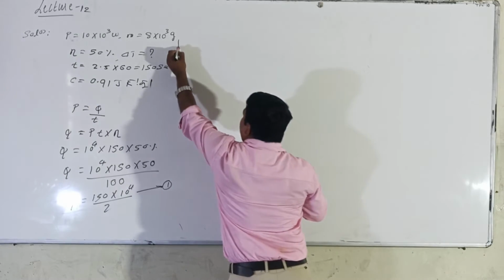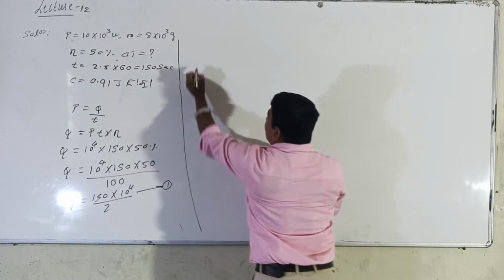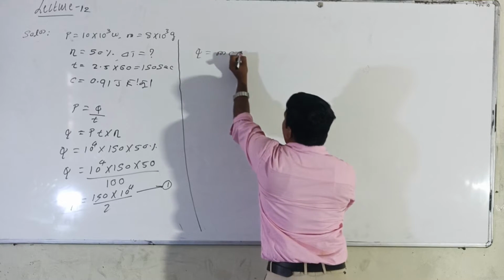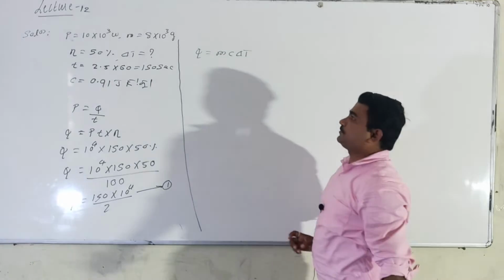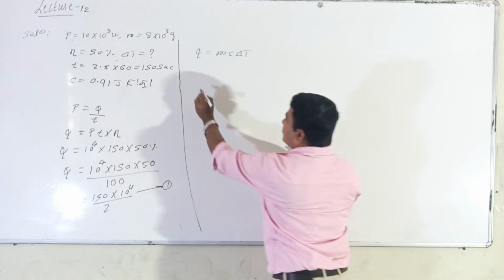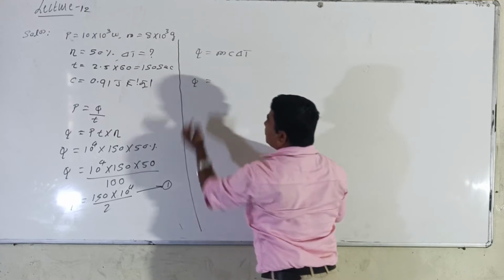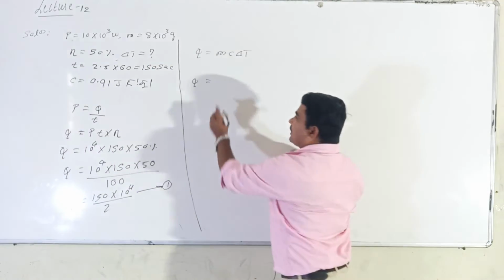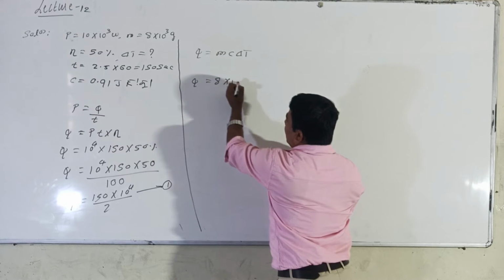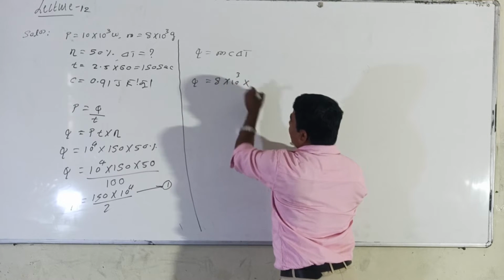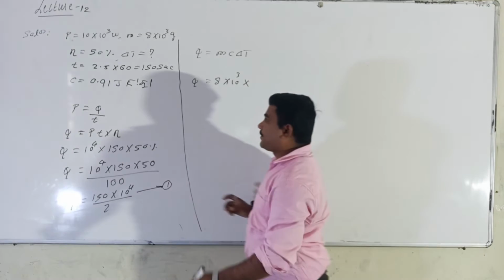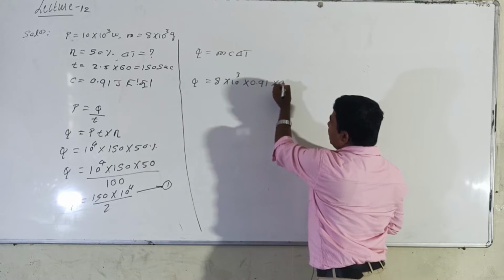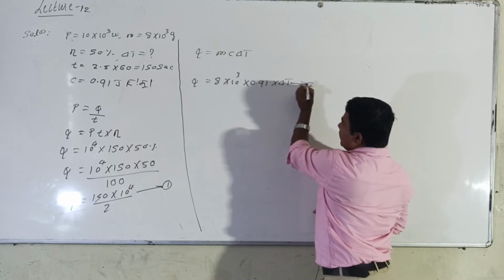Now shall I calculate here? The amount of heat energy, I have already learned. The amount of heat energy can be given as Q is equal to mass C into change in temperature delta T. Right? Then see here. Q is equal to mass, already given. What amount of mass? 8 into 10 raised to 3 gram. See, specific heat capacity 0.91 into delta T. Now shall I calculate equation 2?